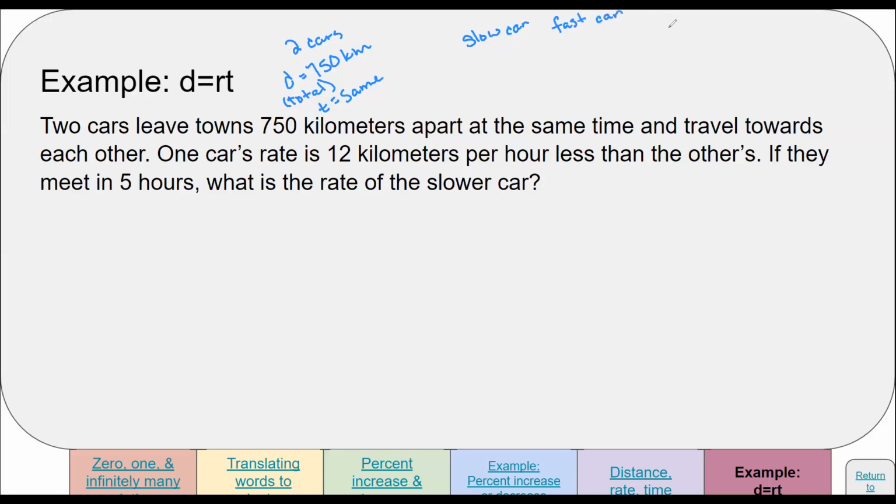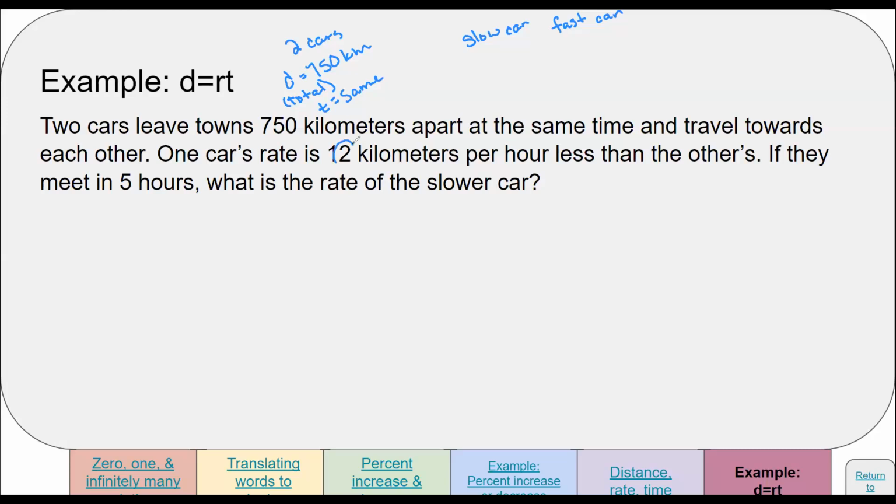And the difference is going to be 12 kilometers per hour. I'm going to think about that in a second. I'm going to underline that to remember it. Actually, looks like I crossed it out. I really don't like that. So my pen doesn't work too well today.